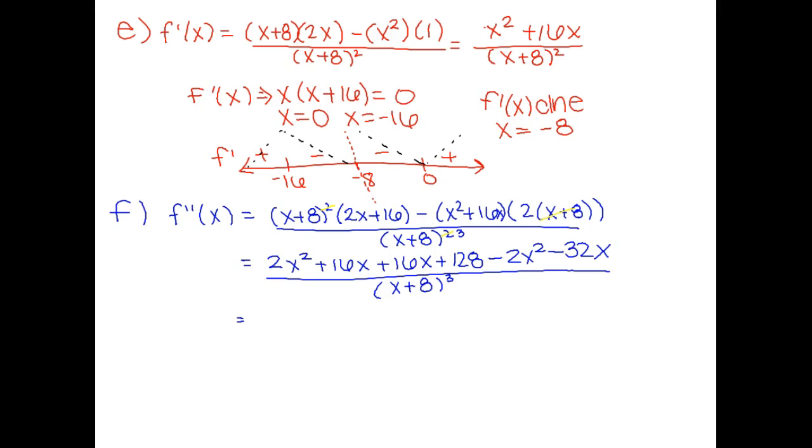So your squareds cancel. Your 32x's cancel. So you're left with 32, 128. So, does this graph have any POIs?